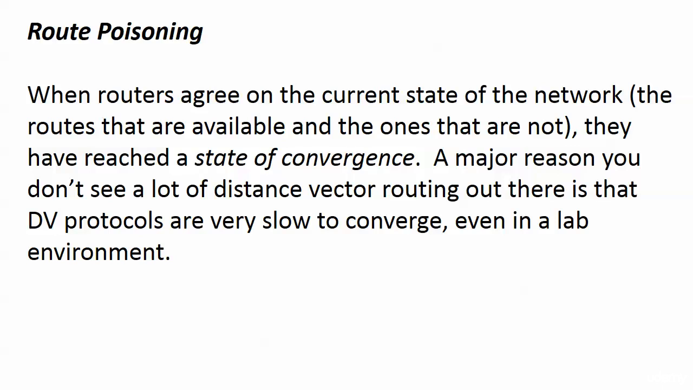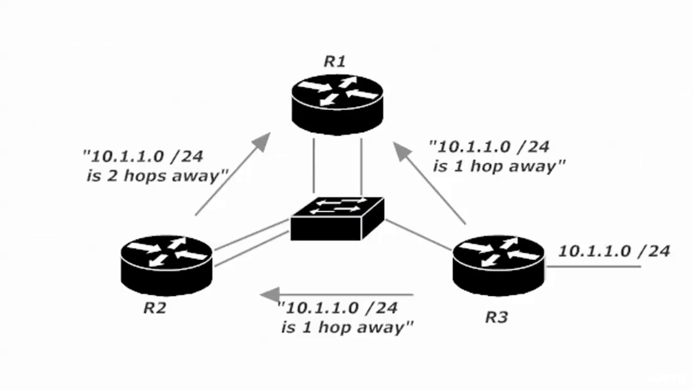Time for us to see what could be so positive about something that has such a nasty name, route poisoning. Well, here's an example of a distance vector protocol walkthrough. Router 3 is connected to 10.1.1.0/24, and it's advertising to routers 1 and 2 that that network is one hop away.